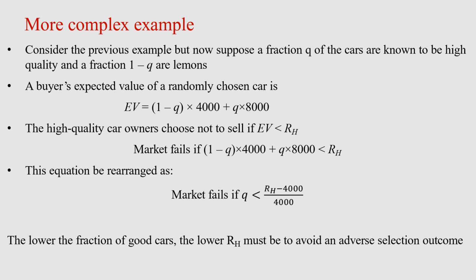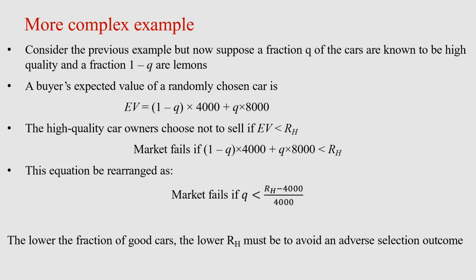The high quality car owners choose not to sell if the expected value of the car is less than the reservation price of the high quality sellers. So the market fails if 1 minus Q, the probability of the seller selling a low quality car, times 4,000 plus the probability of a high quality car times 8,000 is less than the reservation price of the high quality seller.